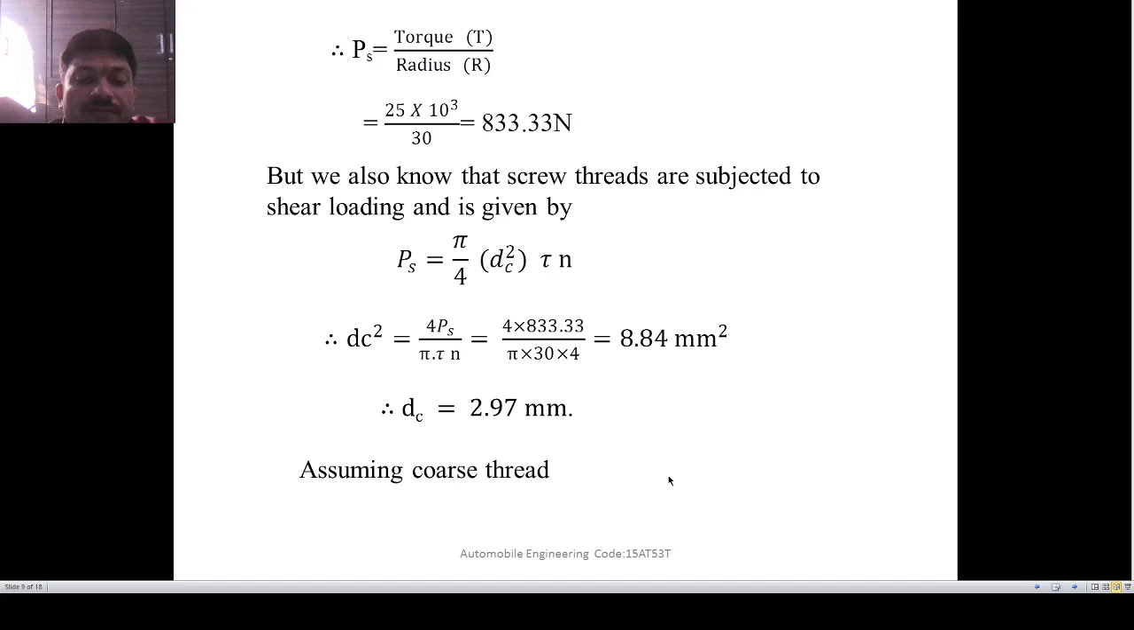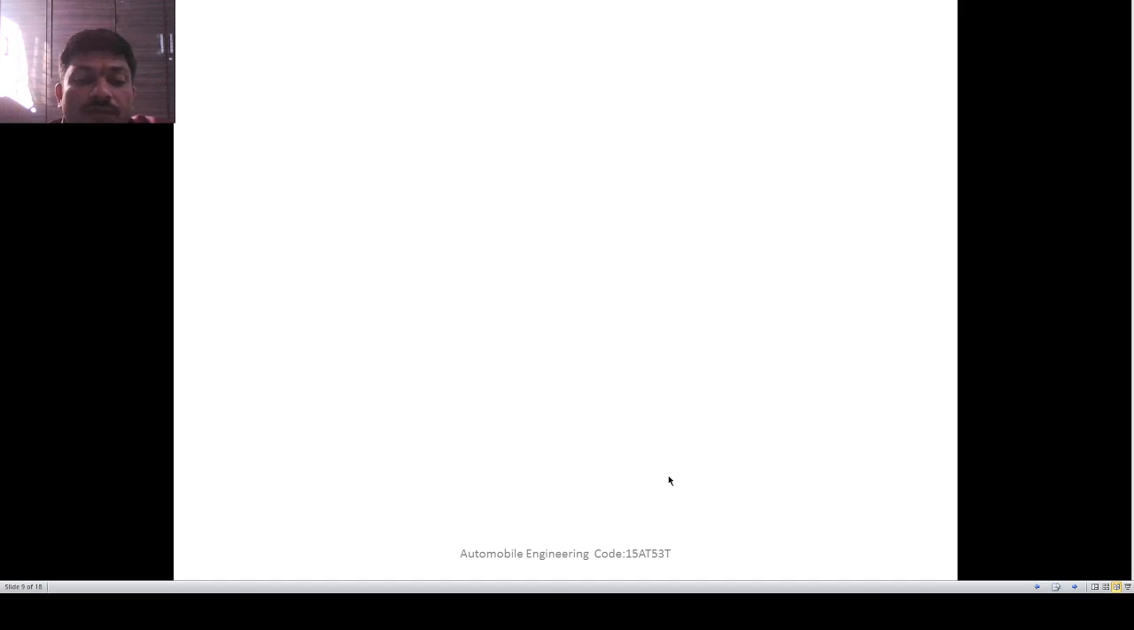Assuming the core diameter of the thread dc is equal to 0.84 D, substitute the value. Therefore the nominal diameter of the bolt, that is D, is equal to dc divided by 0.84. Putting the value, that is 2.97 divided by 0.84, here nearly you are getting 3.54 mm.